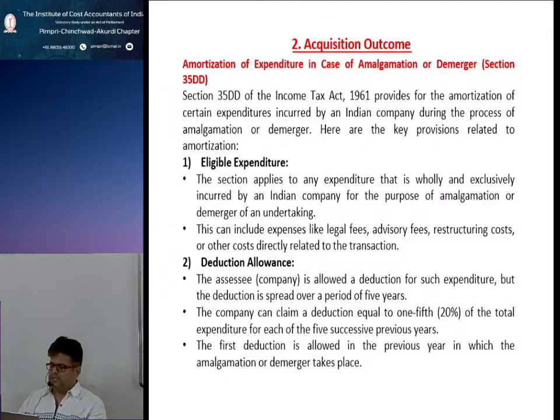Second is about deduction allowance. The assessee company is allowed a deduction for such expenditure, but the deduction is spread over a period of 5 years. The company can claim a deduction equal to 1/5, that is 20% of the total expenditure for each of the 5 successive previous years. The first deduction is allowed in the previous year in which the amalgamation or demerger takes place.